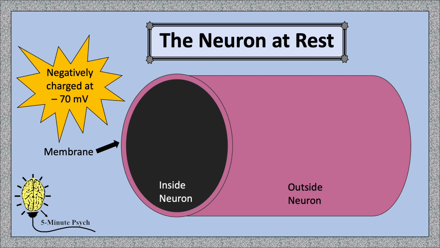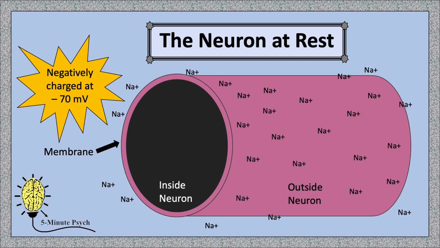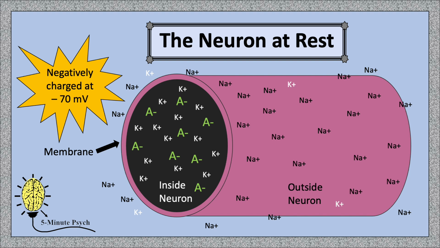Here, we're looking at a cross view of a membrane along the axon, and you can see some positively charged sodium ions, symbolized by Na+, located mainly outside of the neuron. Also some positively charged potassium ions, symbolized by K+, mostly inside the neuron. And then there are some negatively charged organic ions, symbolized by A-, that are inside the neuron.